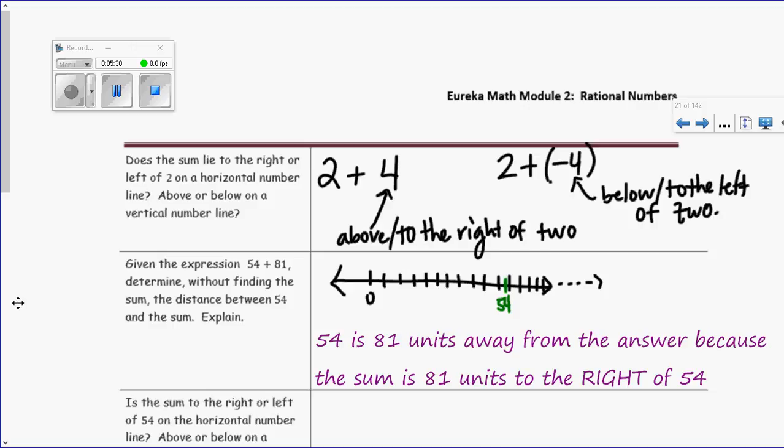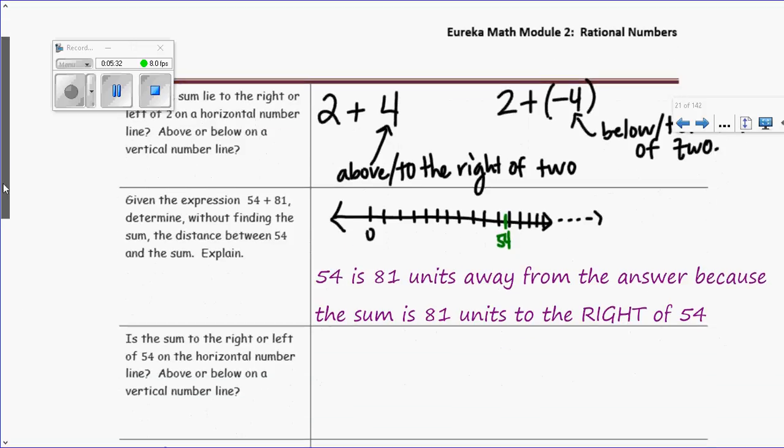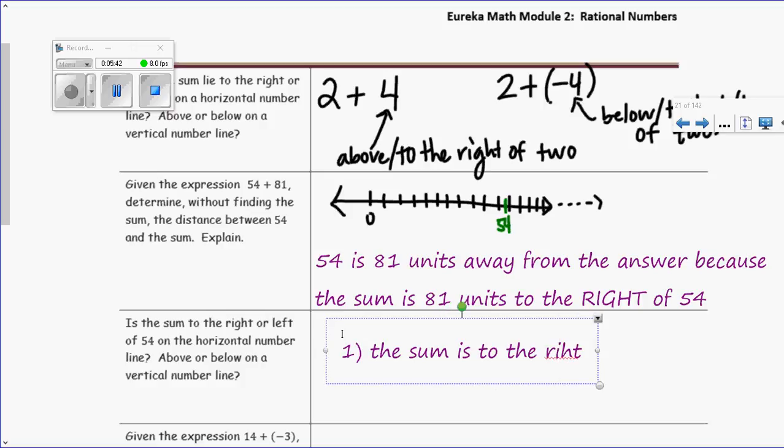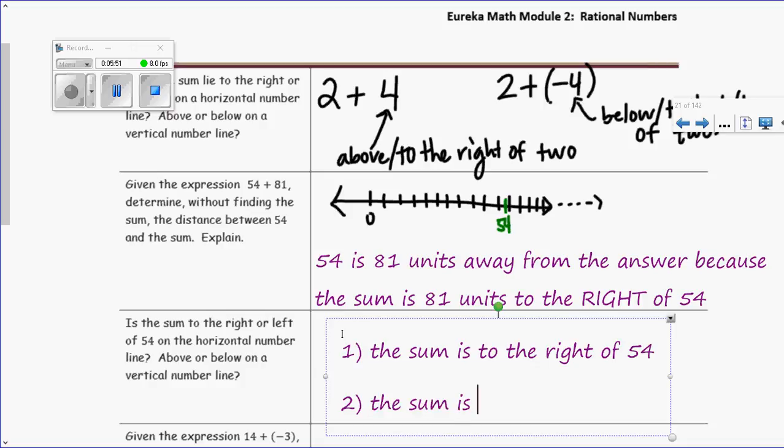Is the sum to the right or left of 54 on the horizontal number line, above or below on the vertical? So the answer to the first one, we know that the sum is to the right of 54. And for the second one, we know that the sum is above 54.